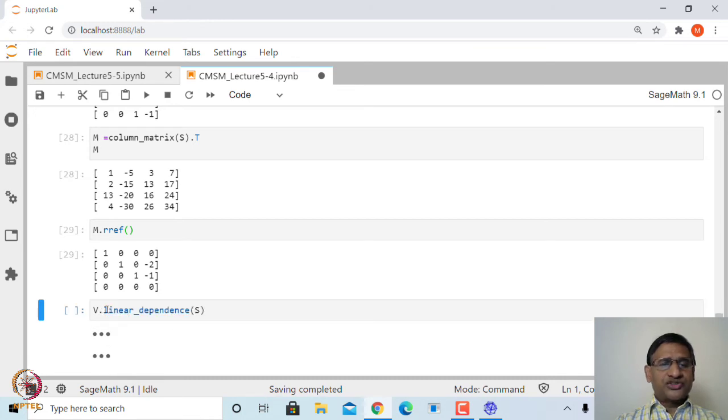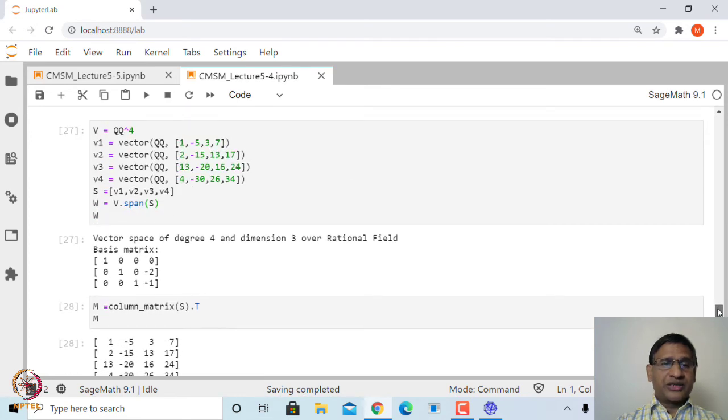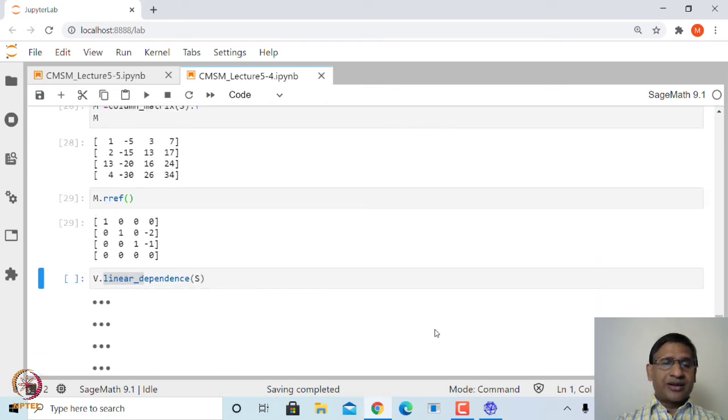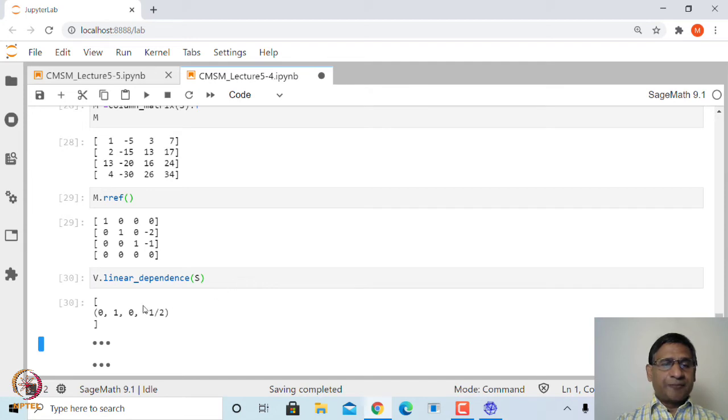Okay. Now you can check whether a set of vectors is linearly independent or not. We have already defined the meaning of linearly independent. So how do we do that? You can simply say V.linear_dependence. When I say linear dependence, in this case it gives me components 0, 1, 0, minus half. This is the same as saying 0 times V1 plus 1 times V2 plus 0 times V3 minus half times V4 is equal to 0. So this is not linearly independent, but it is linearly dependent.